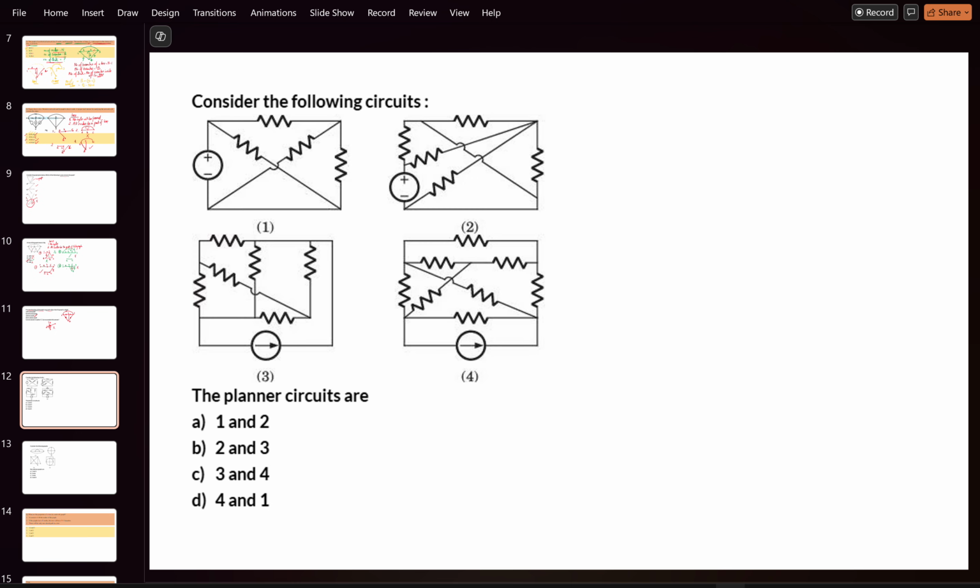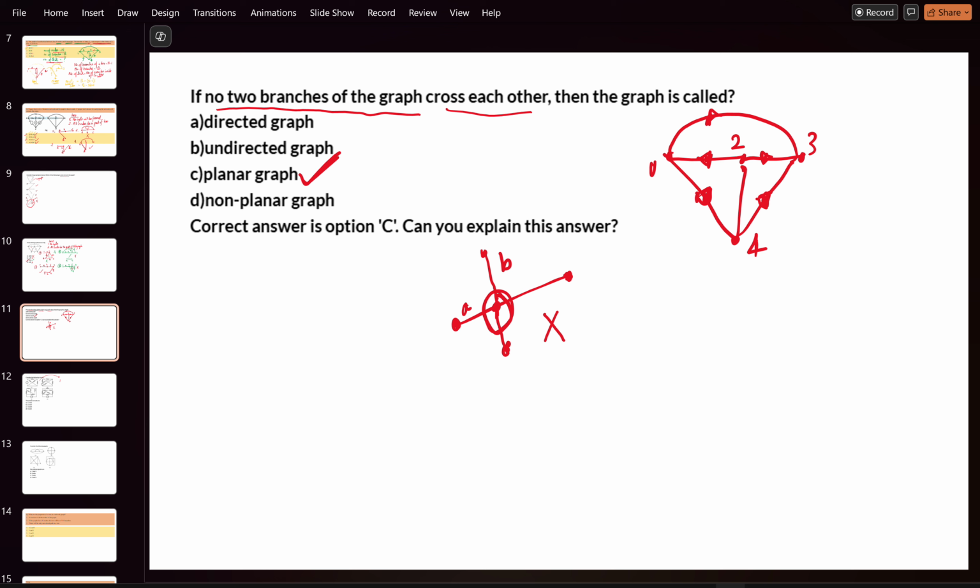Suppose there is an example like this, and I have to find out whether it is a planar or non-planar structure. If you see here in this question, the first graph can be drawn like this as well. If no two branches of the graph cross each other, but in the diagram you have shown, the two branches cross over, right, sir? Yeah. So this is not a planar structure. It is a non-planar graph, right, sir? Yeah, that is non-planar.